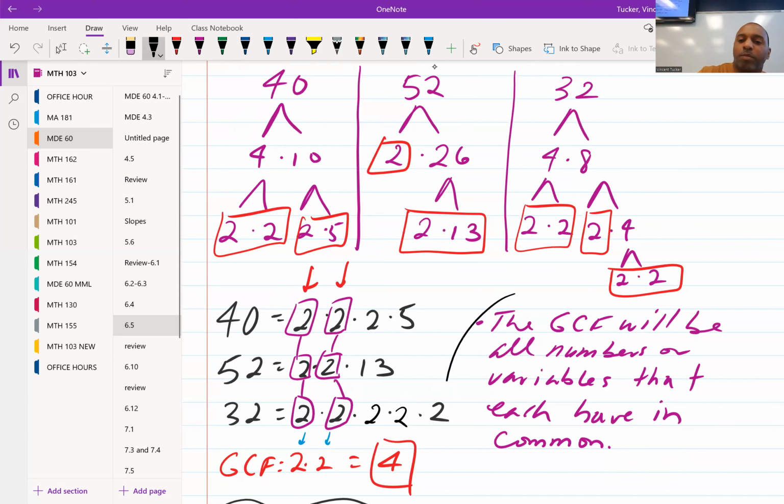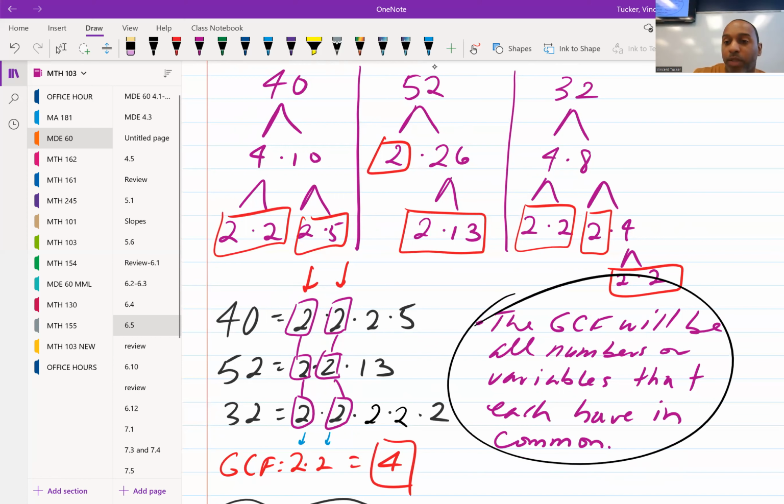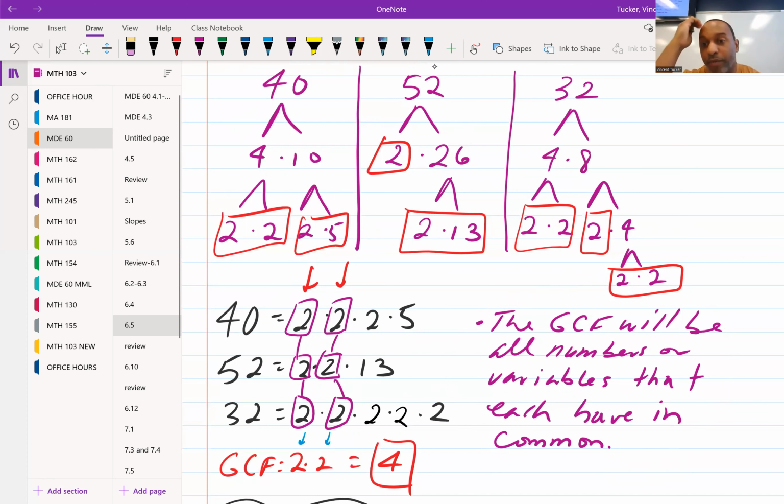So notice over here in the purple, the GCF will be all numbers or variables that each have in common. What we have here is 2 times 2 in common with all three. It has to be in common with all three. And so that means our GCF would be 4, 2 times 2. So 4 is the largest number that can divide into all three of these numbers evenly.